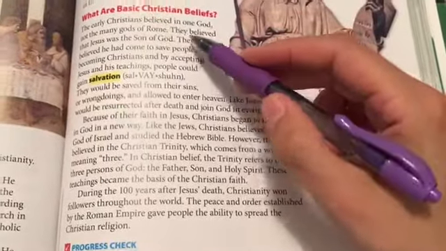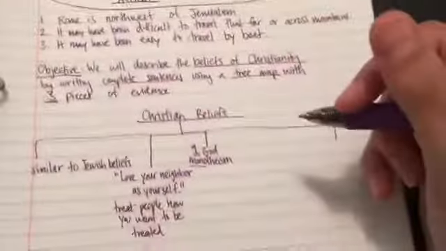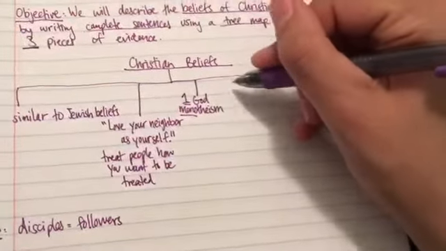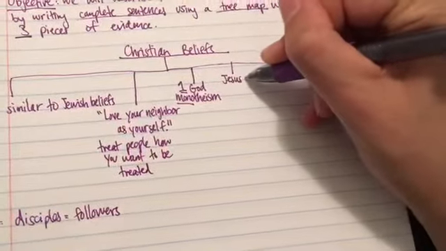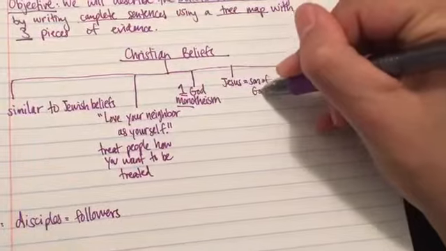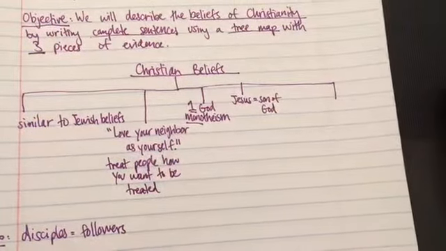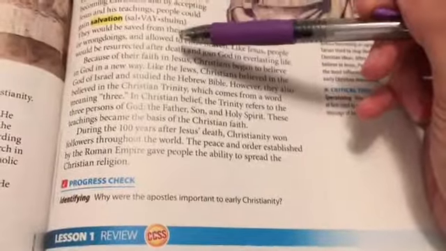So let's see if we can add. They believed he had come to save people. They believed he was the Son of God. So I'm going to say, one of the things they believed is not just in this one God, but that Jesus equals Son of God. Okay? Now, we also want to keep reading about what this means to be saved.